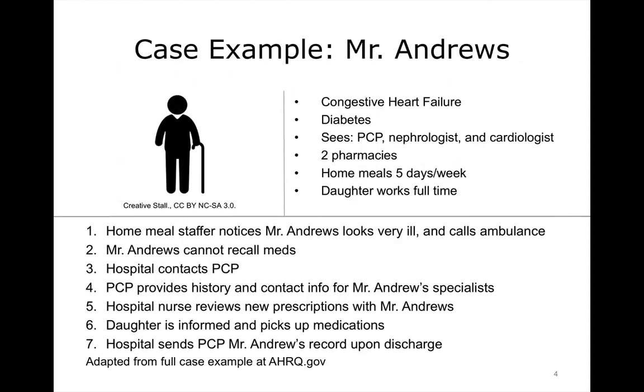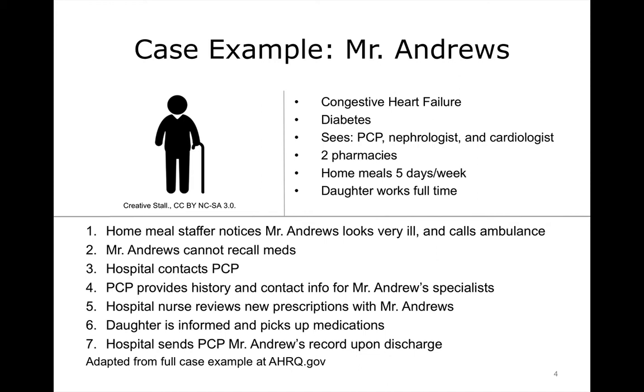We can begin with a case example of coordinated care from the Agency for Healthcare Research and Quality's Care Coordination Measures Atlas. In this case, Mr. Andrews is a 70-year-old man with congestive heart failure and diabetes. He uses a cane when walking and recently has had some mild memory problems. During a recent meal delivery, the program staffer noticed that Mr. Andrews seemed very ill. He called an ambulance and Mr. Andrews was taken to the emergency department. There, he was diagnosed with a congestive heart failure exacerbation and was admitted.